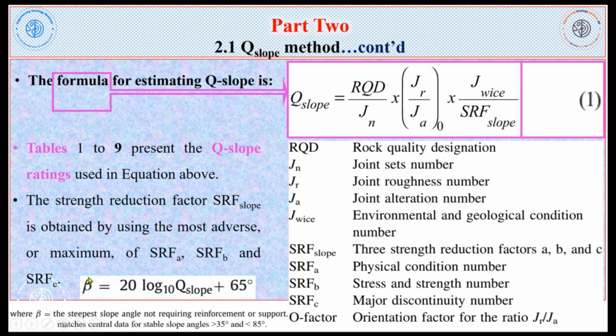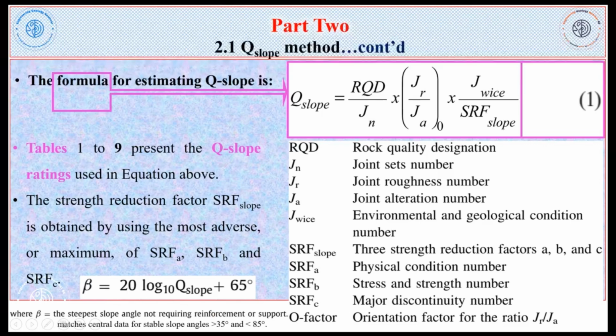After obtaining the Q slope value, by inserting the ratings for each of the 9 parameters in this equation, we will get the Q slope value. After obtaining this Q slope value, the next equation we use is: the optimal or steepest slope angle is equal to 20 times the logarithm of Q slope value plus 65. Using this equation, we will be able to determine the steepest slope angle for that specific cut slope.